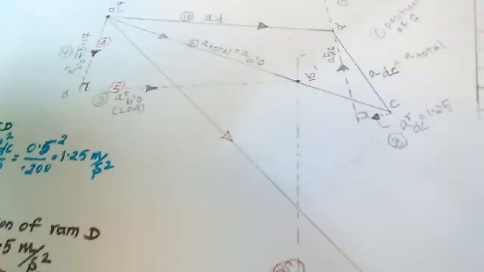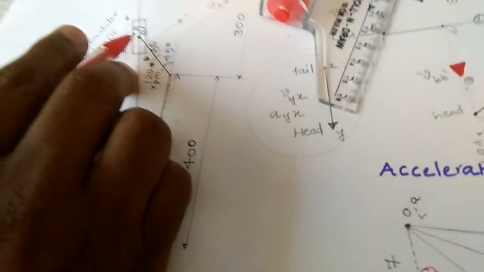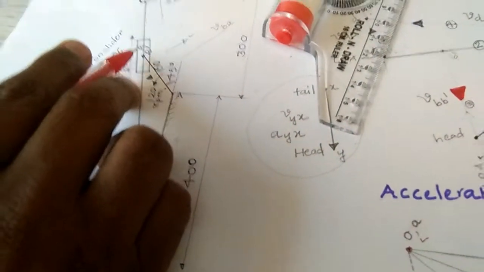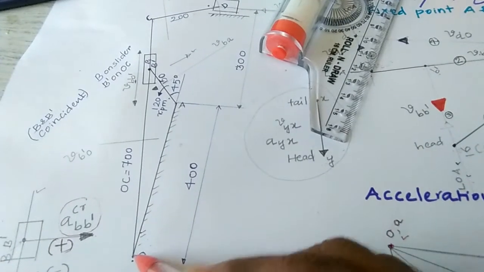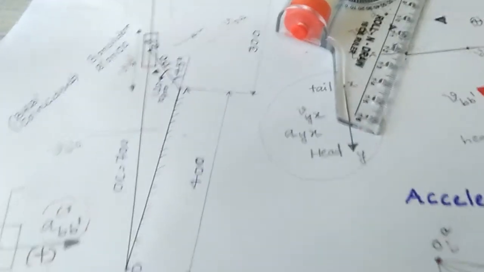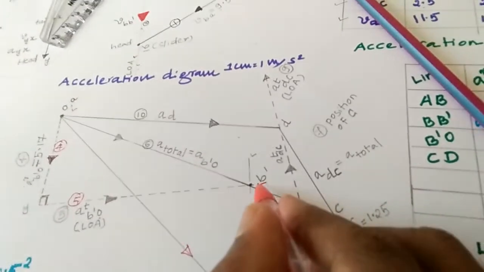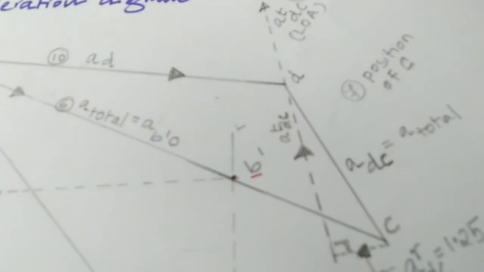You take this as a b dash, because O links B. The intersection will be what? That is a b dash only. B dash makes contact with B, and b dash also makes contact with O. That's why the intersection becomes a b dash. Then come to the next link.